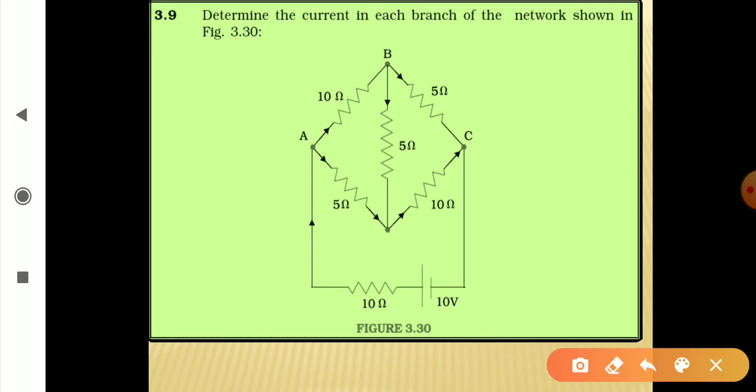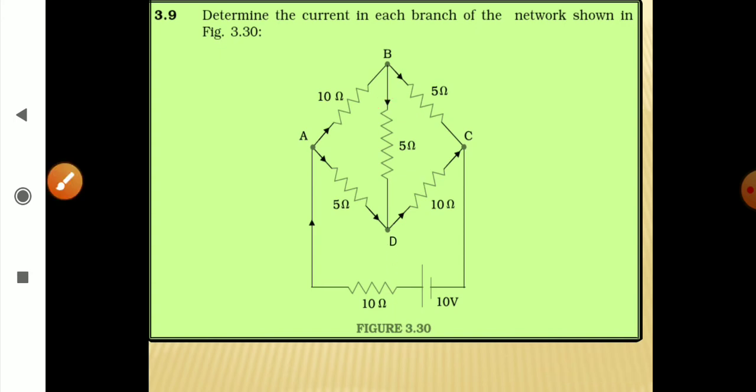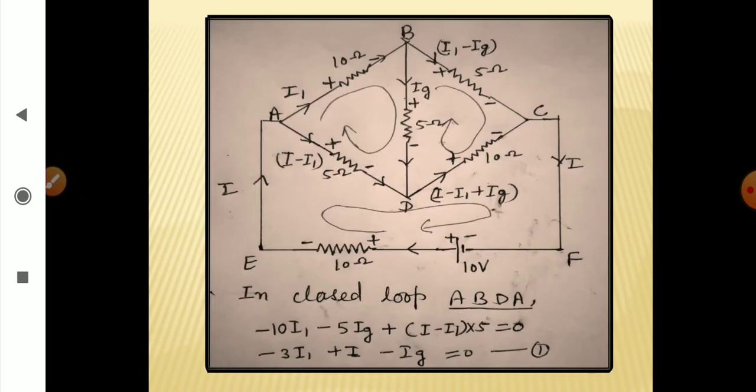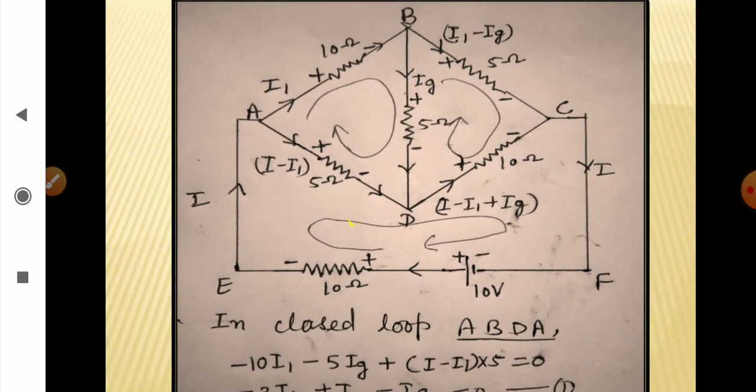And if this is not a balanced Wheatstone bridge, that means through this arm current will be flowing all the time. And if that is the case, we cannot use the condition for balanced Wheatstone bridge. So P upon Q is equal to R upon S is not applicable here, and we have to use Kirchhoff's rules here for each mesh. So we have drawn it here, the battery is given to be 10 volt.